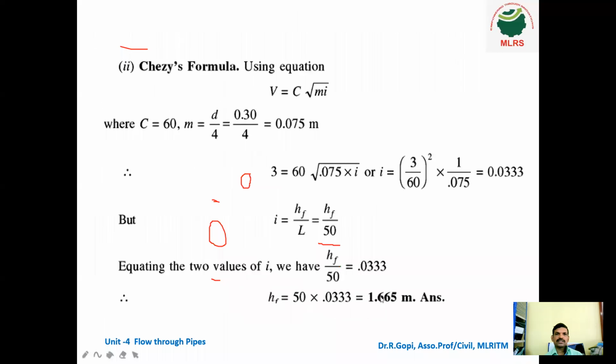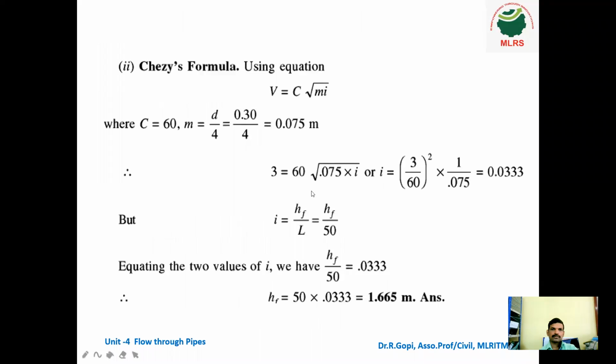So next, we will move to Chezy's formula. In this Chezy's formula, V is equal to C root mi. C is also given in the question. m is also given. m is nothing but D by 4. Once you know the diameter, we can easily calculate m and substitute all the values in this Chezy's formula. Here i is the unknown value.